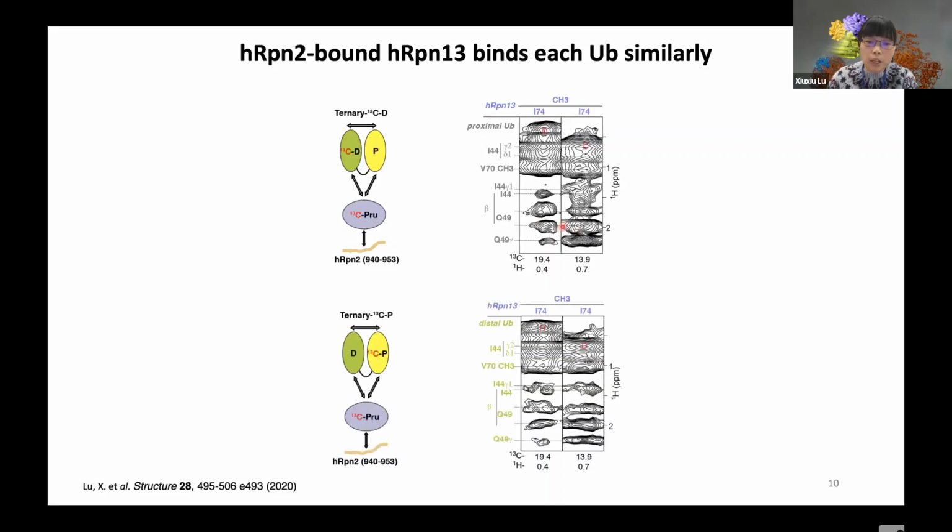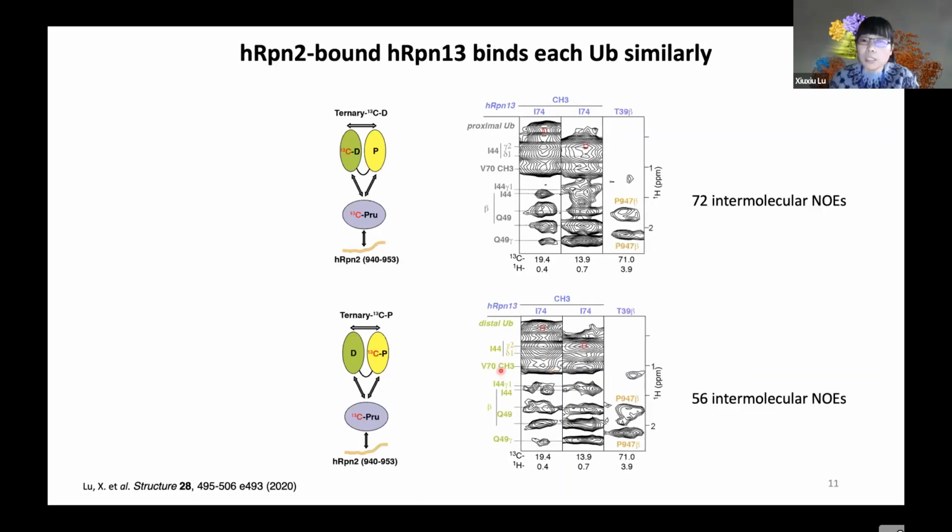I also ran a carbon half-filtered NOESY on this sample, but with proximal ubiquitin carbon-13 labeled. A similar intermolecular NOE was observed between RPN13 Pru and the distal ubiquitin. By using the intermolecular NOE between RPN13 Pru and the peptide as a control, we can see RPN2-bound RPN13 has a strong intermolecular NOE to proximal ubiquitin. No matter what, RPN2-bound RPN13 can bind to each ubiquitin, but with preference for proximal ubiquitin. Finally, I got 72 or 56 intermolecular NOEs between RPN13 Pru and proximal or distal ubiquitin.